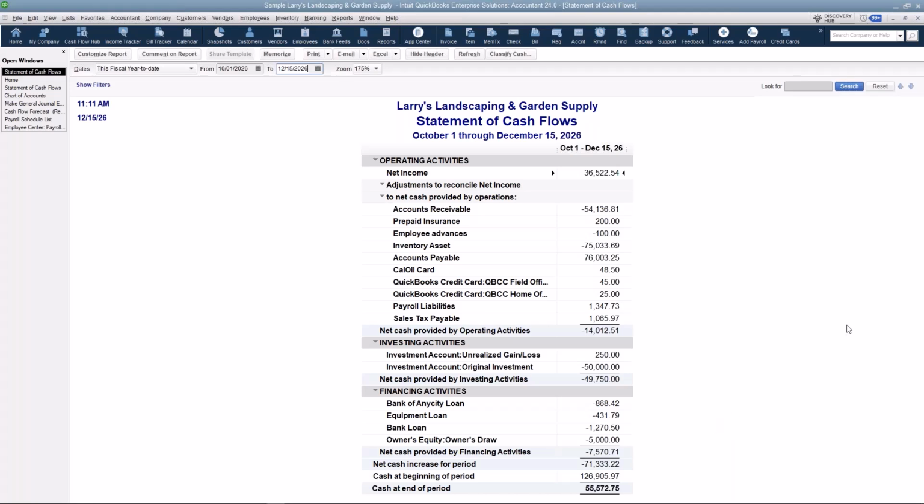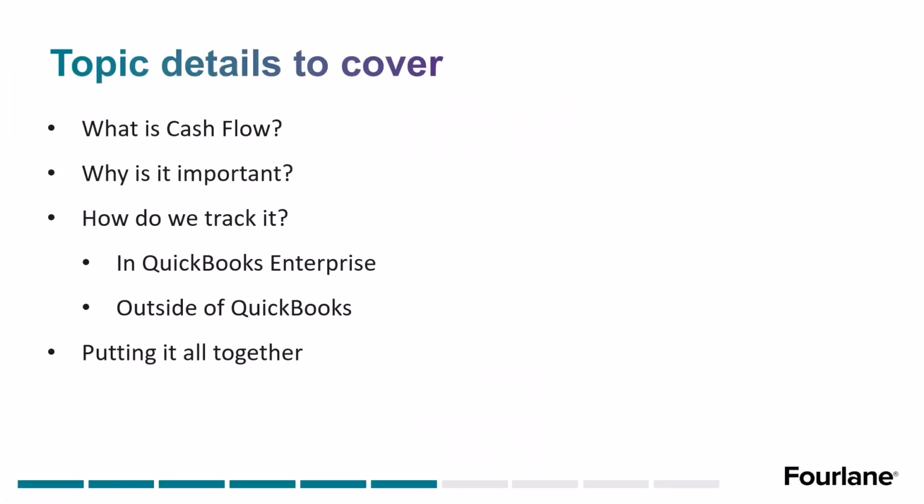We need to start figuring out how do we collect faster with our customers, right? How do we get them to pay us faster? How do we lower our costs, right? Maybe we need to shop around to get a better price on some of our inventory.